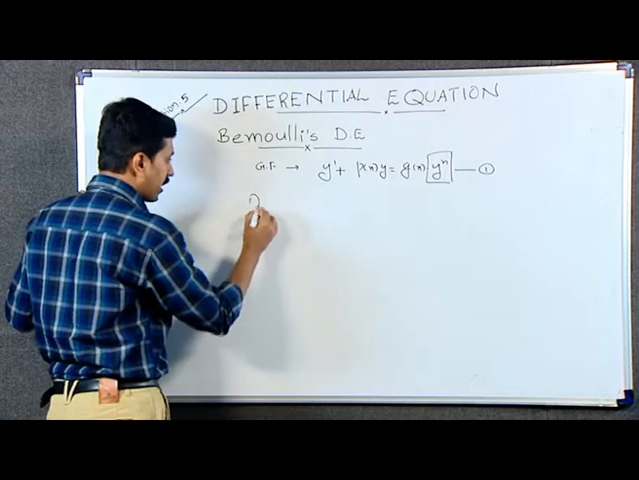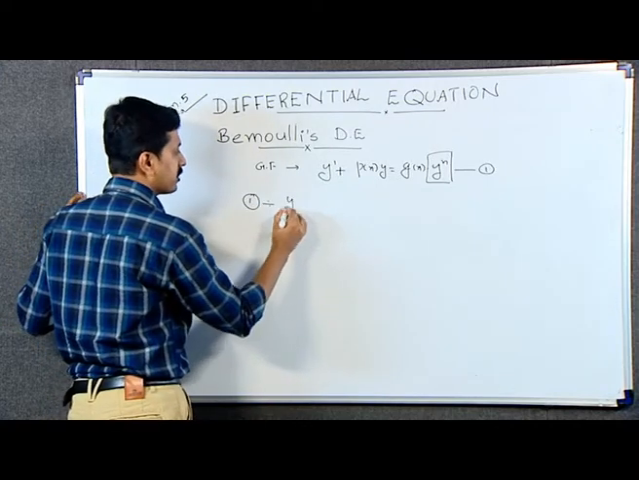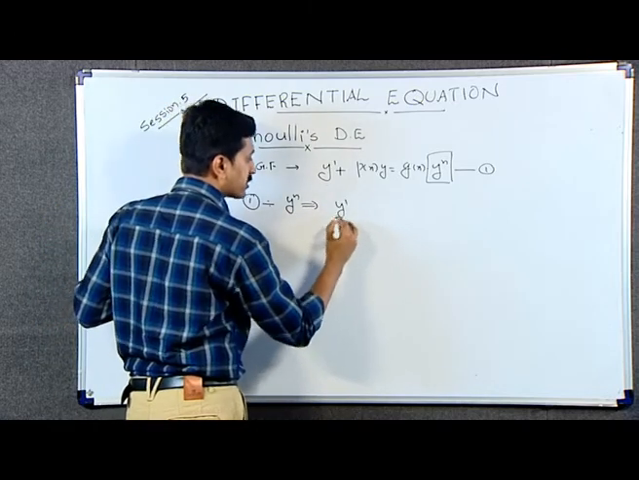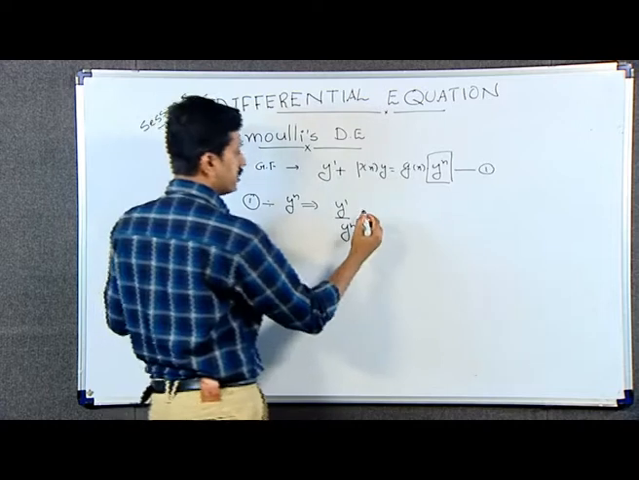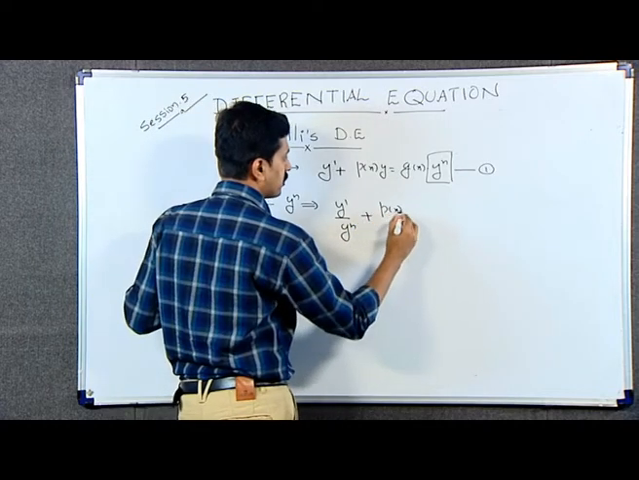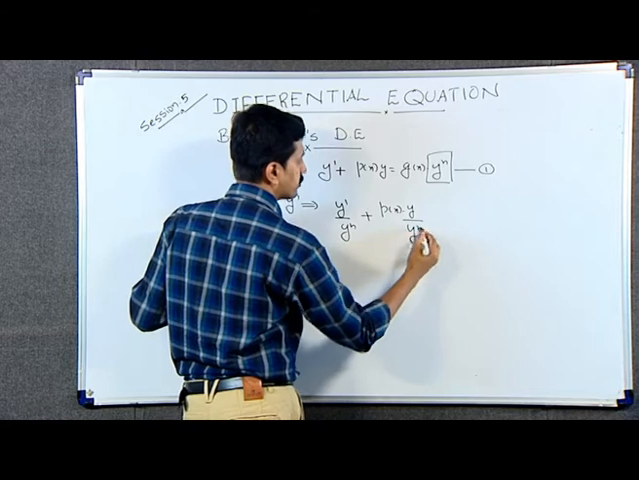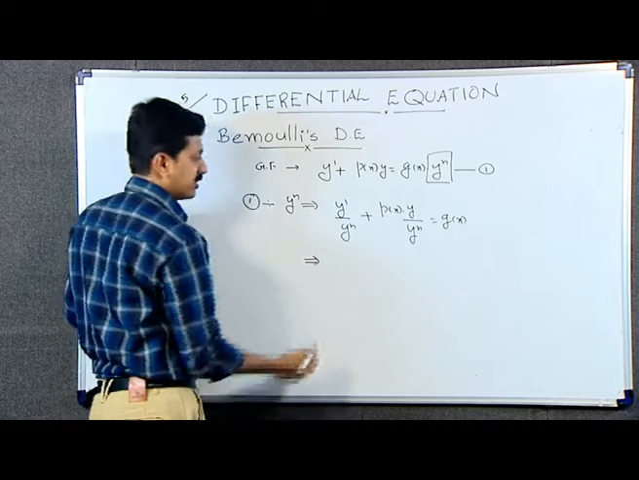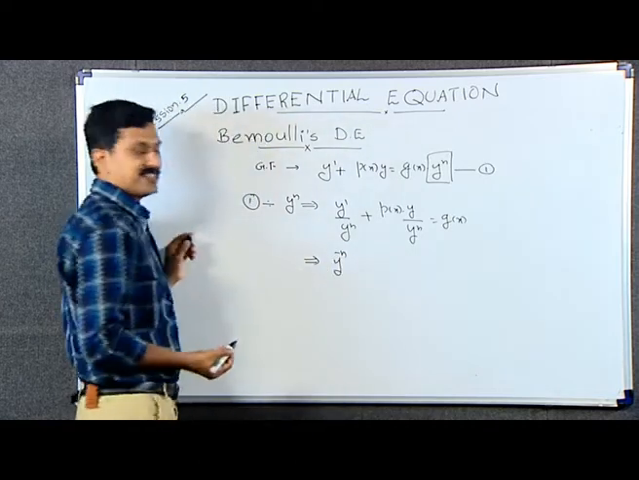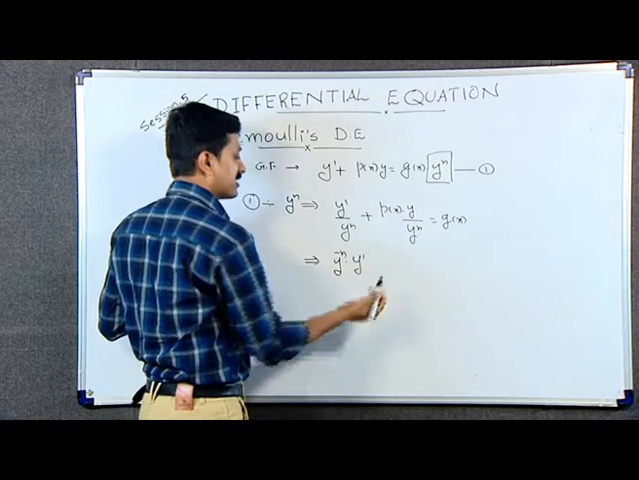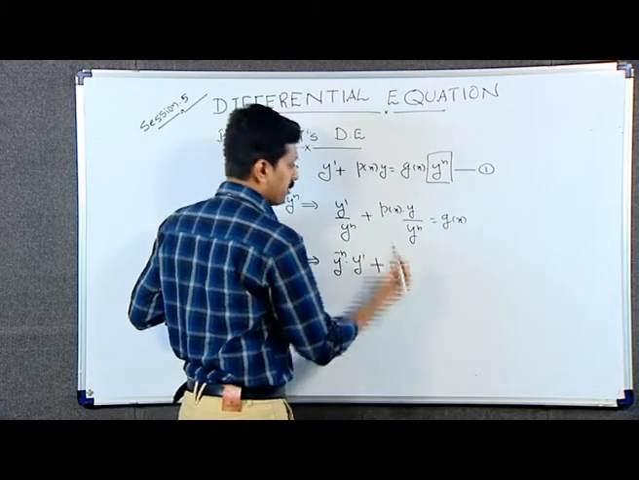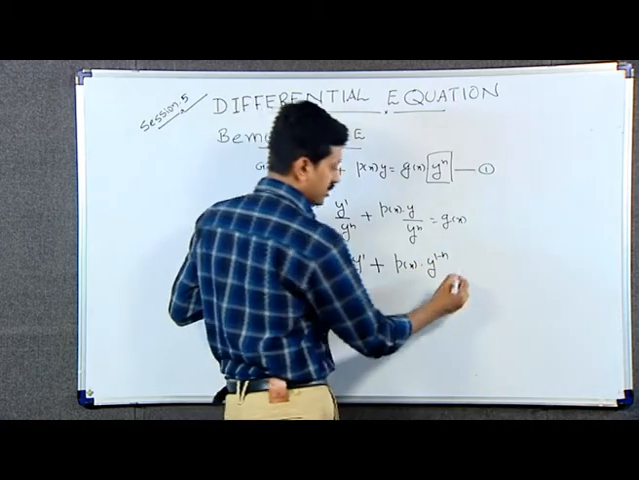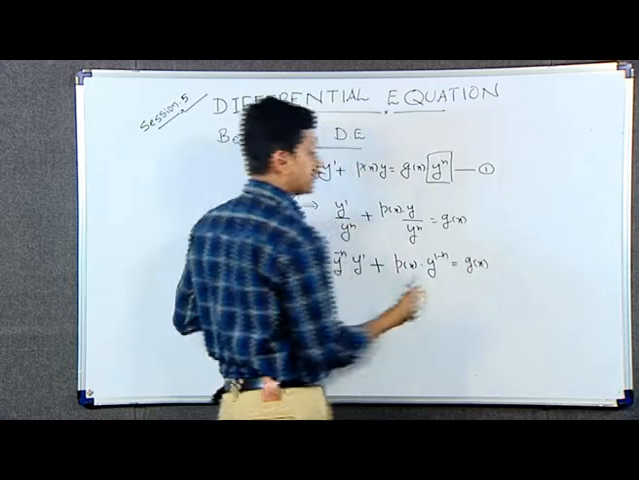For that, in equation 1 we divide by y raised to n. Therefore, it will become y dash divided by y raised to n plus p of x into y divided by y raised to n is equal to g of x, and this we can rewrite as y raised to minus n into y dash plus p of x into y raised to 1 minus n is equal to g of x.